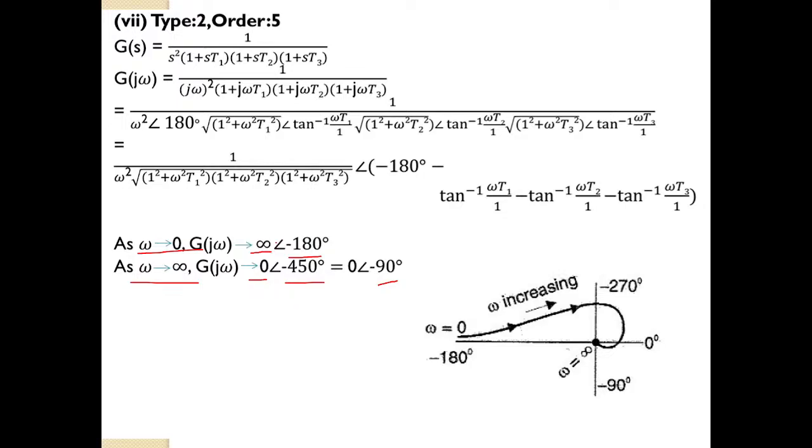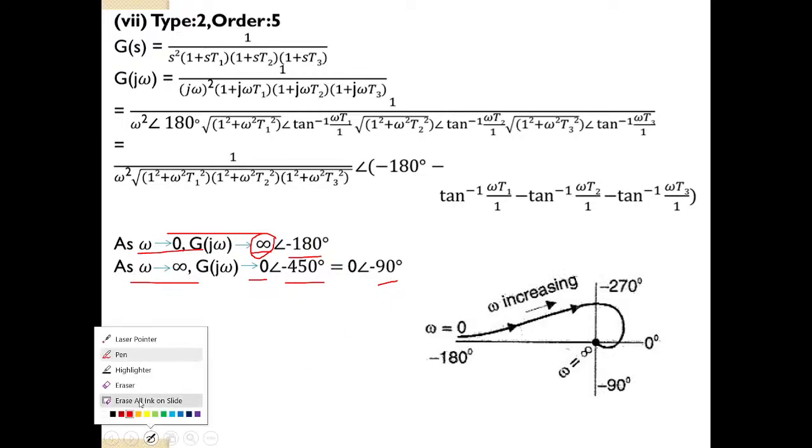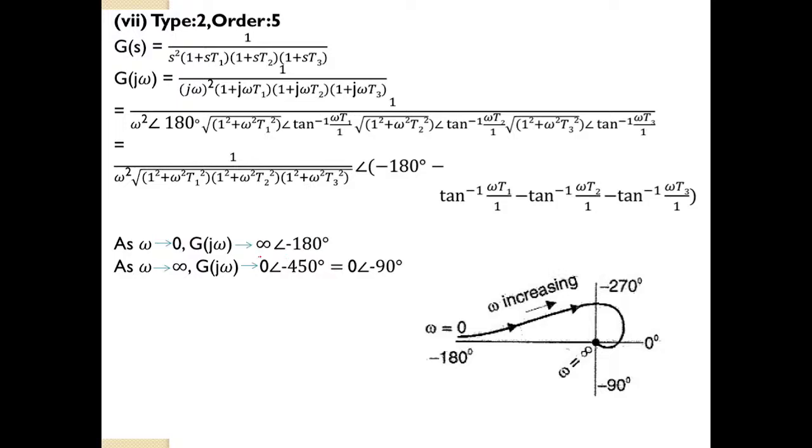So now our magnitude is, when omega equal to 0, magnitude is infinity, phase angle is minus 180. When omega equal to infinity, magnitude is 0 and phase angle is minus 90. So these are our magnitudes and phase angles. So our plot will start from minus 180 and it will end at minus 90 degrees.